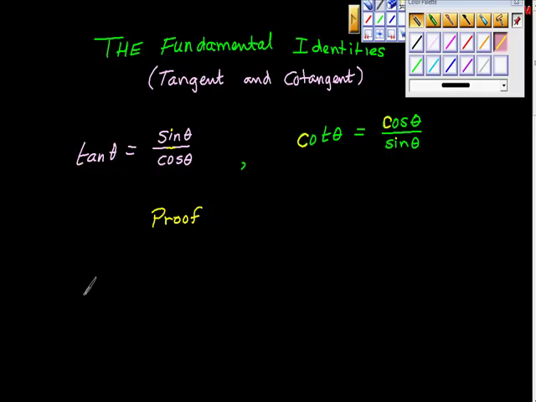So look at this for a second. We know that tan of theta, right from geometry, we know that tan of theta is, what is it? Opposite over adjacent. That's what I'm going to say. TOA, right?